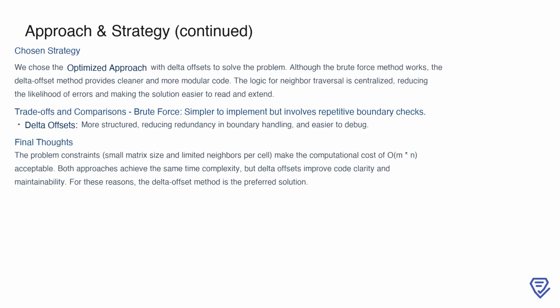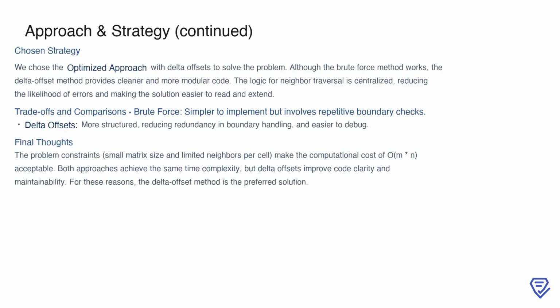In terms of trade-offs, both approaches share the same time complexity of O(m*n) and are computationally feasible given the problem constraints. Since the matrix size is generally small and each cell has at most 9 neighbors, the computational costs are acceptable. Ultimately, the delta offset approach stands out for its readability and maintainability, which is why it is the preferred solution.